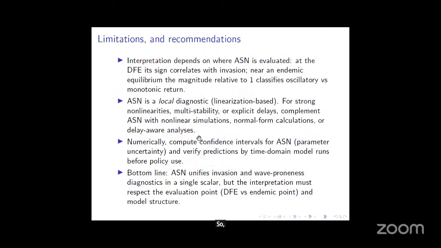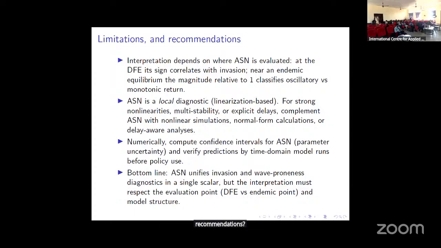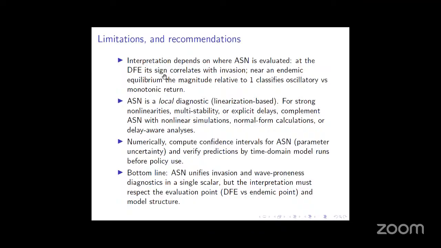So anyway, we have the limitations and the recommendations. In conclusion, we see that Atangana's work introduced a formal framework based on second order dynamics and proposes the strength number as a novel dimensionless epidemiological diagnostic.